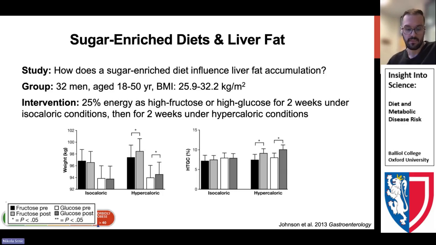So here, if we look at liver fat, again, under isocaloric conditions, you can see that there was no change. So before and afterwards, regardless of what sugars they were consuming, liver fat stayed the same, body weight stayed the same. But under hypercaloric conditions, if we look at liver fat on the right, it went up regardless of if the participants consumed the extra calories as fructose or as glucose. And it went up by a similar amount.